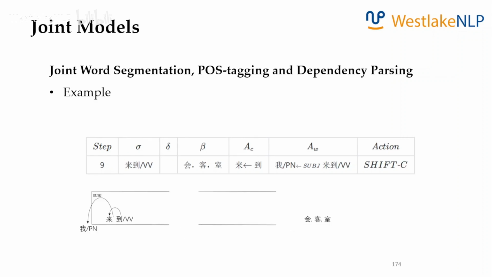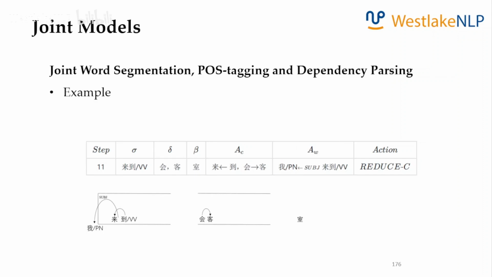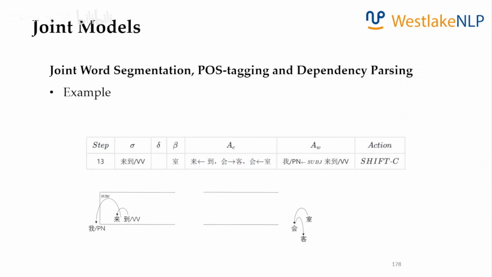And then I shift Hui onto the partially processed stack of characters. And then I do a right arc, Yi, okay, to make Hui Yi, meeting, a partial word. And then I do another character action to make Hui Yi depend on Shi, meeting room. And then I finish Hui Yi Shi as a single word, now, right?